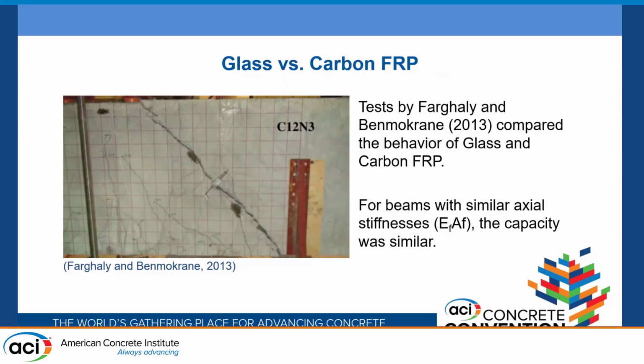One of the other studies looked at the difference between glass and carbon FRP reinforcement. The majority of the database was glass reinforced, but there are a few tests that have been done with carbon. And what they saw was that if you matched axial stiffnesses, meaning that carbon FRP is much stiffer than glass, but if you reduce the reinforcement such that those products are approximately equivalent, then you get similar capacities because you would expect similar strains in those ties.